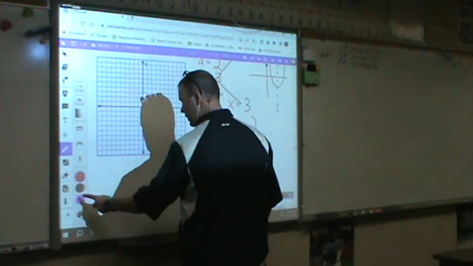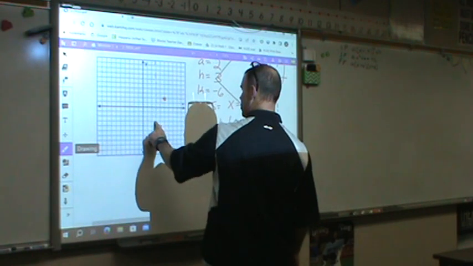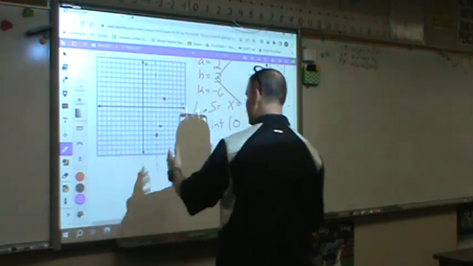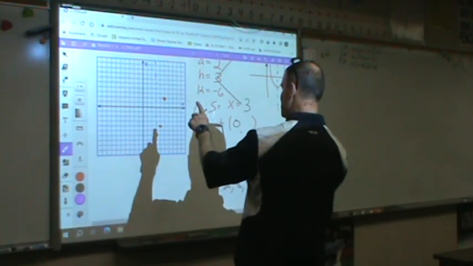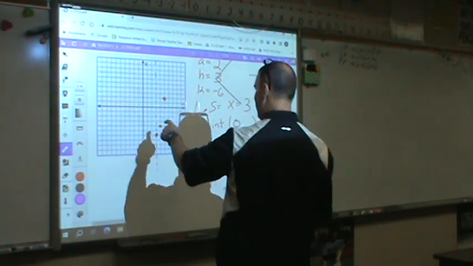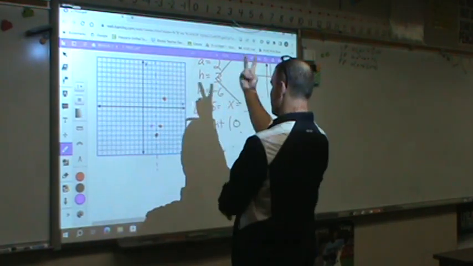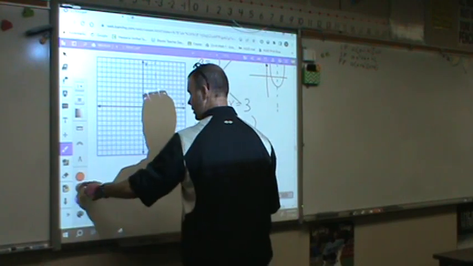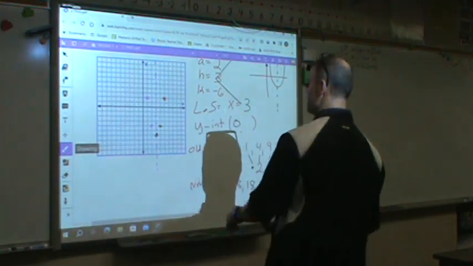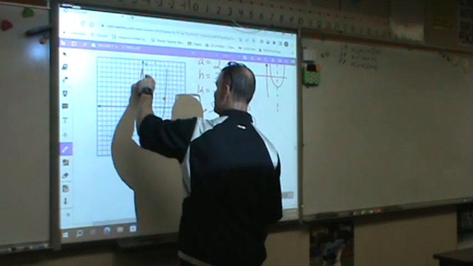But that's okay. Because remember, what does your axis of symmetry do? If you need to draw it, just like I did, it divides the parabola in half. The first point, if it's 1 unit to the right, I better have 1 unit to the left. The second point, if it was 2 units to the right, I better have 2 units to the left. And there's my anchor points right there. So now I could go ahead and draw my parabola at least somewhat accurately.